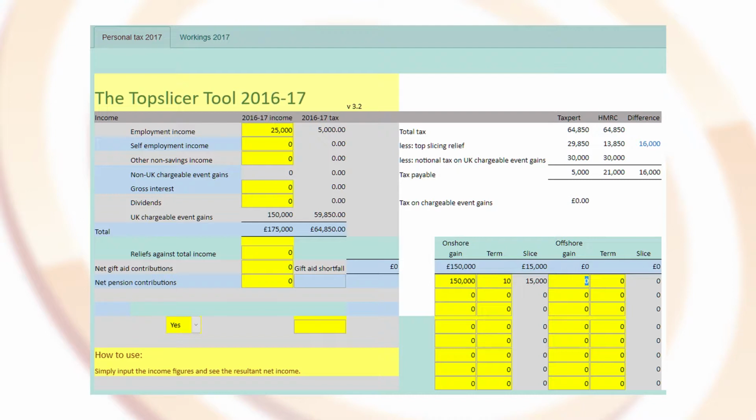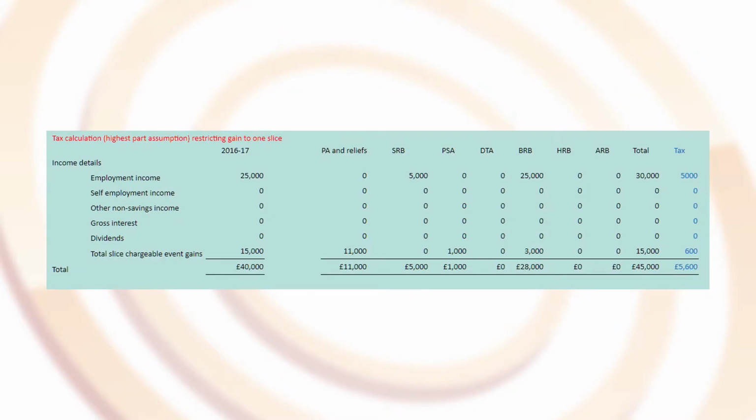And HMRC and I agree on the tax calculation before top slicing. But if we then look at the top slicing calculation, we are told to work out tax on the basis that the gain is limited to one slice, just 15,000 here, a tenth of the 150. And if you were to add that to the 25,000, you're down at 40,000, and you would, in each year in which you had a total of 40,000, be entitled to the full personal allowance. And I maintain that that's the way that the legislation is intended and drafted to operate, but the revenue simply haven't updated their calculator to do that.